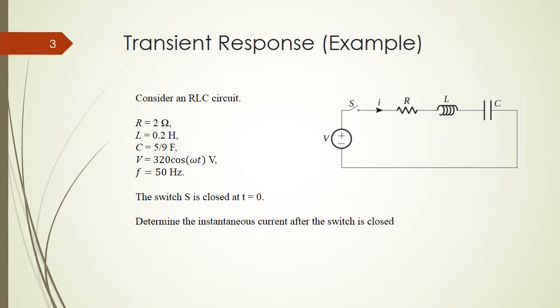So let's have a look at a transient response example of an RLC circuitry. Here we have the circuit's constants like this, and the voltage is just a sinusoidal signal of a 220 volt grid, single phase. The frequency is 50 Hz. At t equals 0, we close the switch. We need to determine the instantaneous current after the switch is closed.